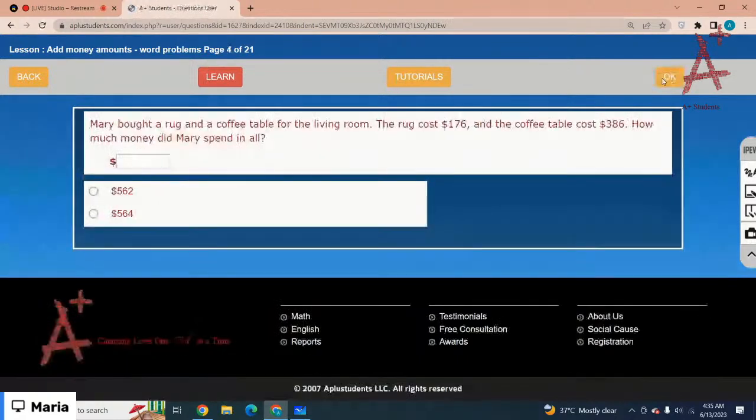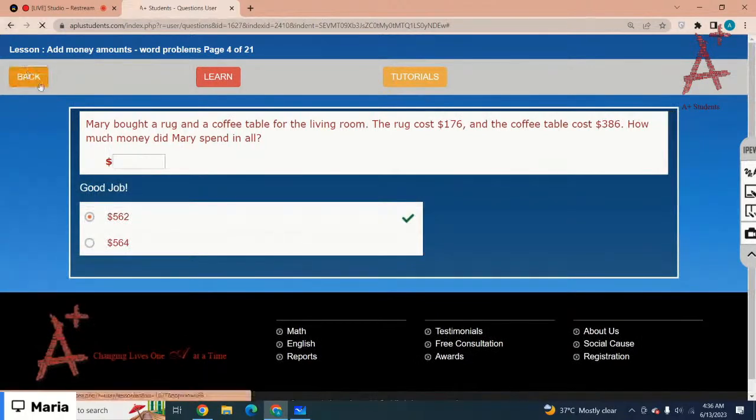Okay, the next one would be Mary bought a rug and a coffee table for the living room. The rug cost $176 and the coffee table cost $386. How much money did Mary spend in all? So you have to add both the money amounts. So which is the correct option? It would be the first one, 562. Got it?